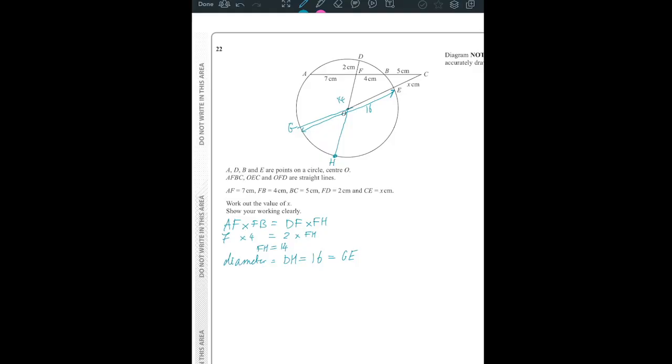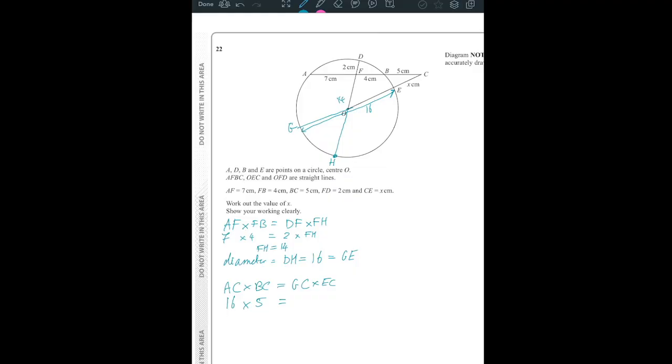Now I think I can do my second intersecting chord, but now it's the external chords. So for the second one, the intersection point now is C, so everything has to have a C in it. So AC times BC is going to be equal to GC times EC. Everything must have that intersection point in it. A to C is the 7, the 4 and the 5. So that's 16. BC is just 5.